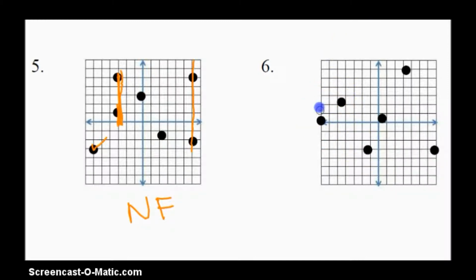Also with this line, if I start drawing my vertical lines at each of my points, function or not a function? Function, very good, because each of these lines only intersects each point once. Excellent.